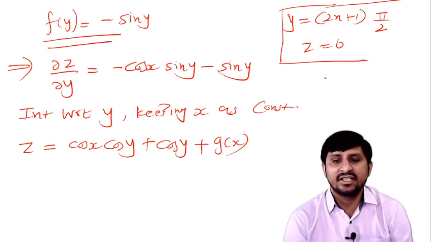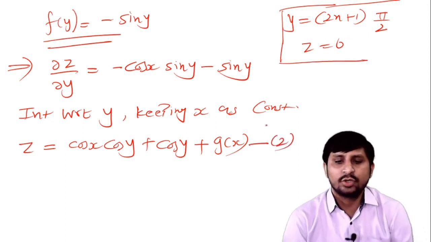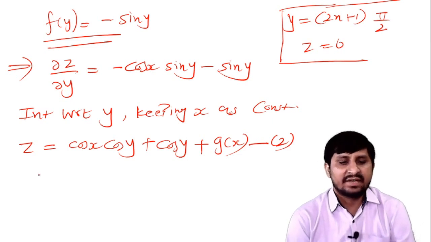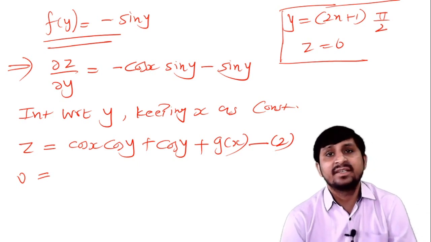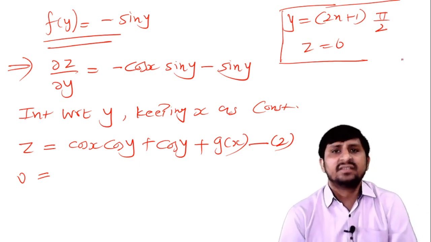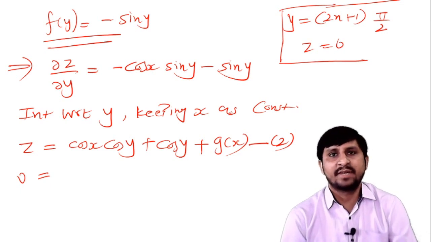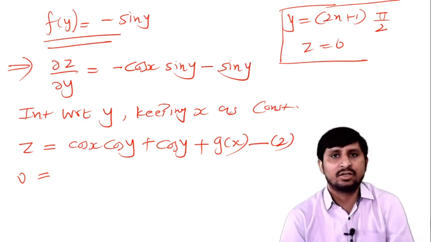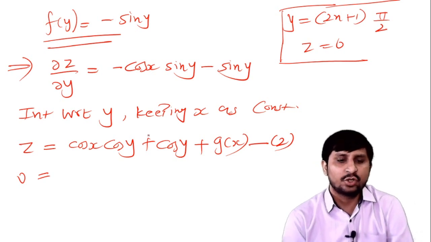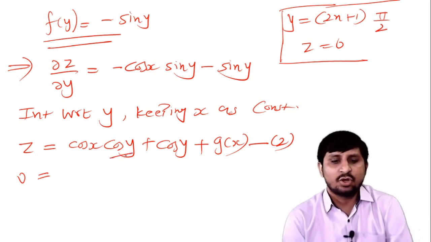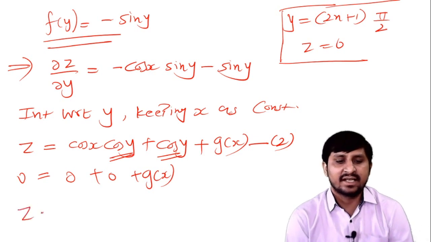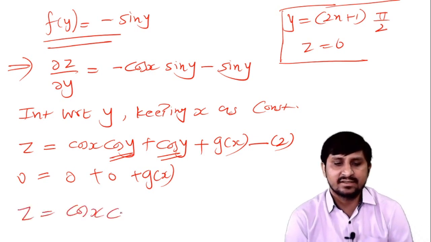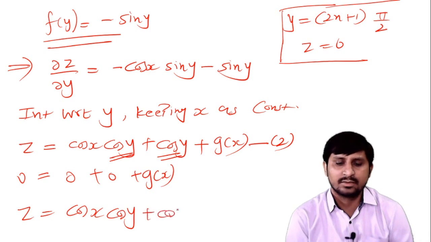So put this initial condition in equation number 2. Left hand side I have 0. Y is 2n plus 1 into pi by 2. So that means the value of y is like pi by 2, 3 pi by 2, 5 pi by 2, 7 pi by 2, and at all these angles, the value of cos is always 0. So this is cos 0, and this is also cos 0. So 0 plus g of x. The value of g of x is 0. So my final answer is z is equal to cos x cos y plus cos y.